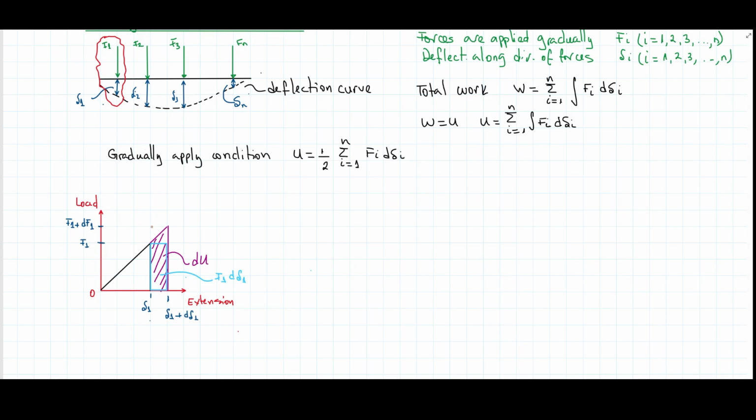But then how much is this small piece here? How much is that work? That small part there is the area of this triangle, where the base is the differential of the extension, delta 1, and the height is the differential of the force. So it's going to be 1/2 the differential of the force times the differential of the extension.